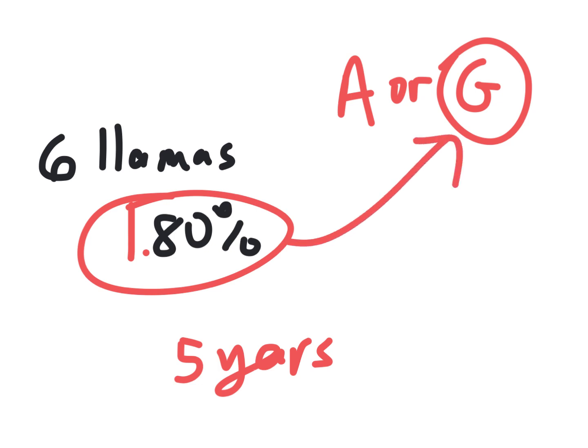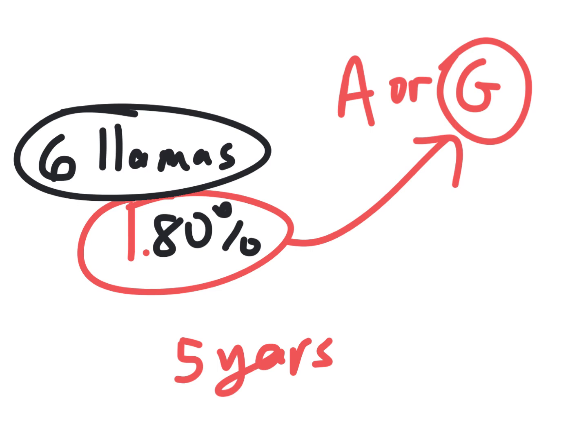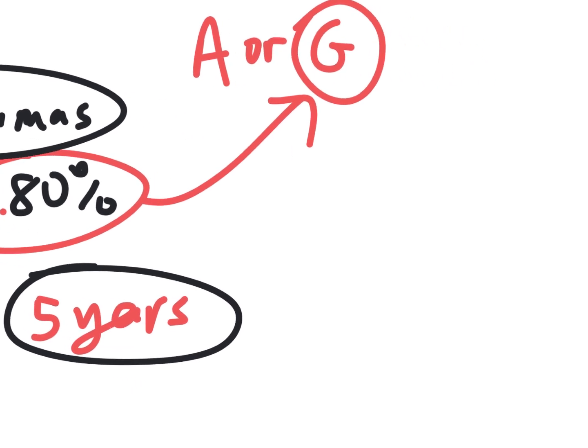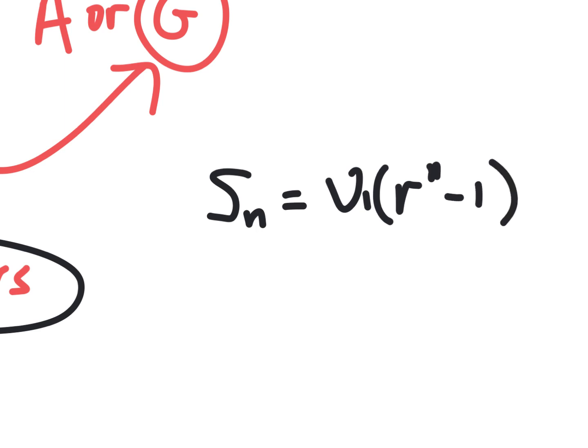All right, what was u sub 1, Victoria? 6. Yep. So it's a geometric and the u sub 1 is 6. Now which formula should you use? After 5 years, how many llamas does she have? I want you to point at it, and I'm going to walk around and see if you're pointing at the right thing. Almost everybody was pointing at the geometric one for s sub n, which is a sum. And that would be u1 times r to the n minus 1, all over r minus 1.